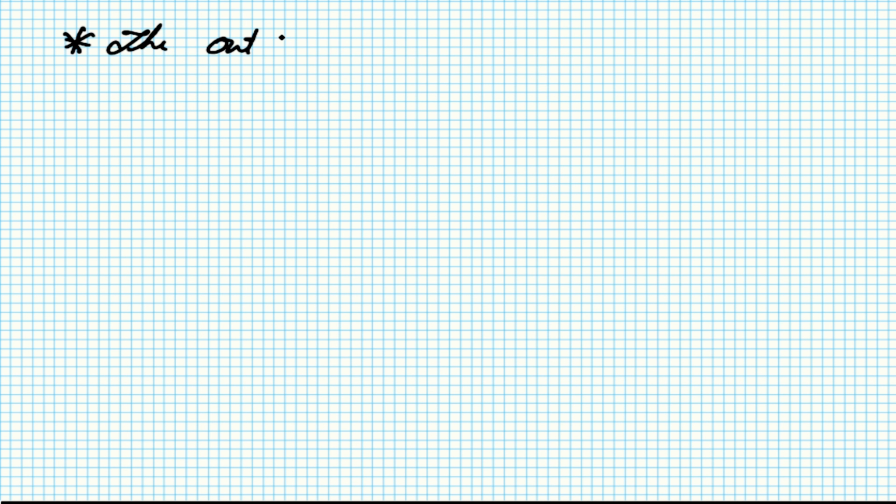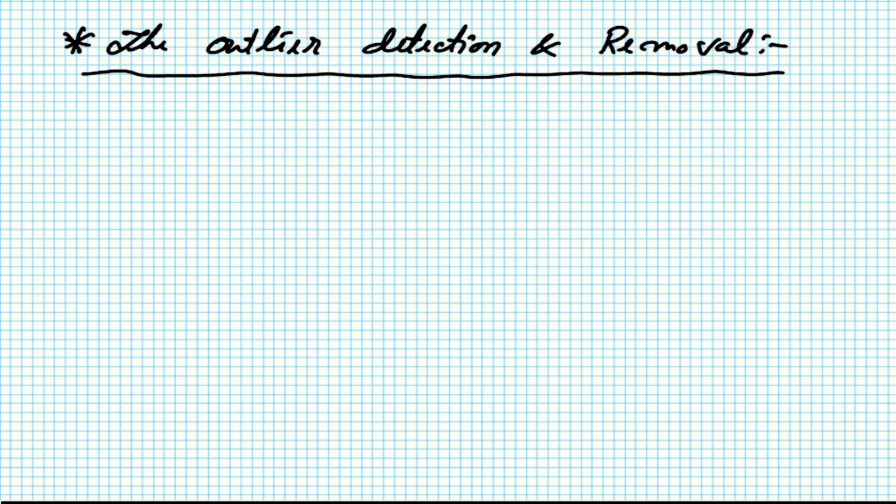So we'll continue our discussion today, and the topic which we are going to discuss initially today is called outlier detection and removal. Okay, so let's look at what is an outlier and how do you detect the outliers in a data set.